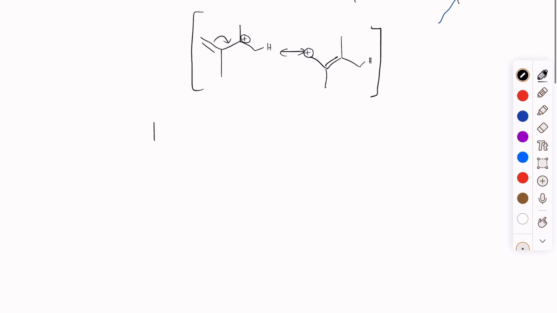Now this is where the H2O will be attacked again, but this time not to deprotonate, but to form a bond between the oxygen and that carbon. And that's leaving it positively charged.